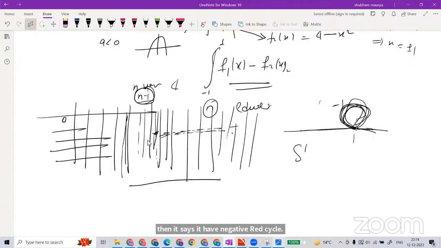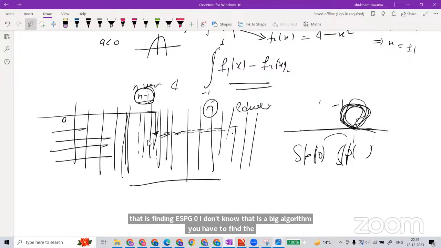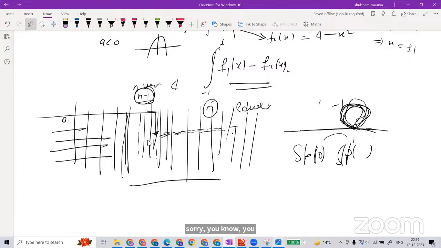If you see that, it is finding the shortest path, I don't know, that is a big algorithm. You have to find the path which has length 3. That is SP0, SP1, SP2, SP3. So there is no converging thing, but Bellman-Ford has the converging property that you only have to do n-1 iterations.